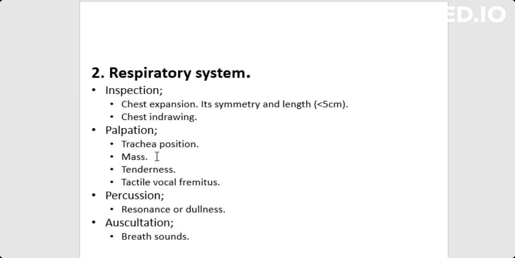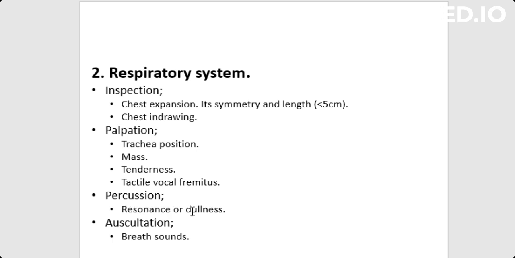It reveals itself during the examination of the respiratory system. On palpation, the trachea will be deviated. Other things you need to palpate for are the muscles, the tenderness on the chest, and tactile vocal parameters. On percussion, you need to percuss the chest and determine the note.